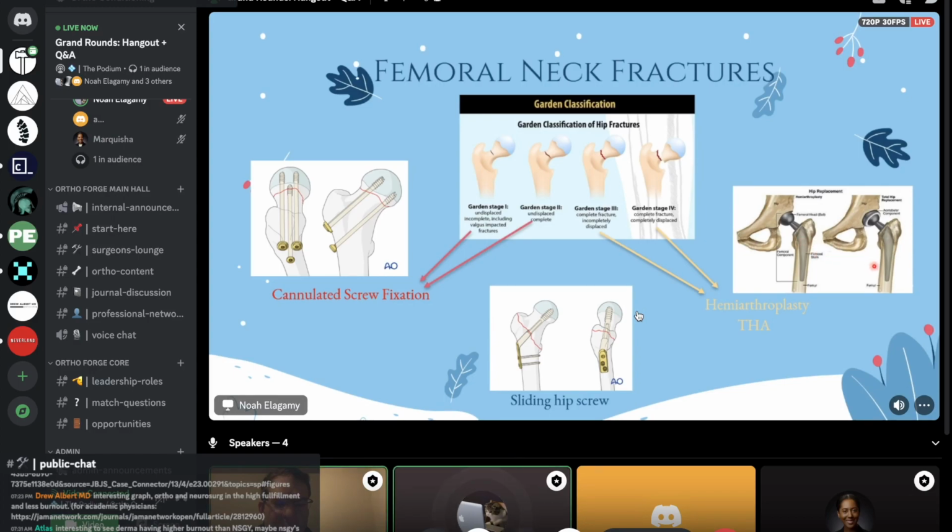Technically with the hemi, you don't resurface. So you leave the acetabulum just pure cartilage. Oh, okay. Yep. You leave it alone, but you do cut out the fracture and put in the femoral stem, and then pop on your new shiny metal femoral head.